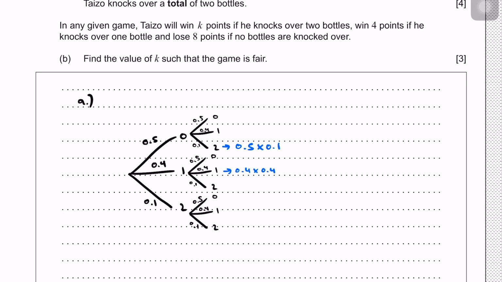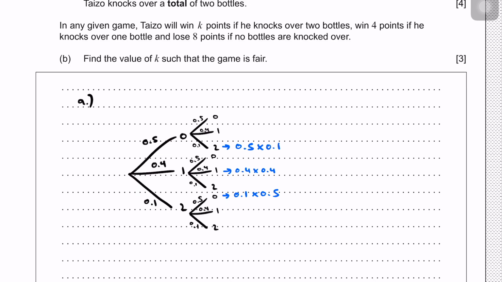And what about this final way? Well, he could knock over 2 bottles and then knock over 0 bottles. In this case, that would be 0.1 times 0.5. There are 9 total possible outcomes. So 0, 0, 0, 1, 0, 2, and so on.